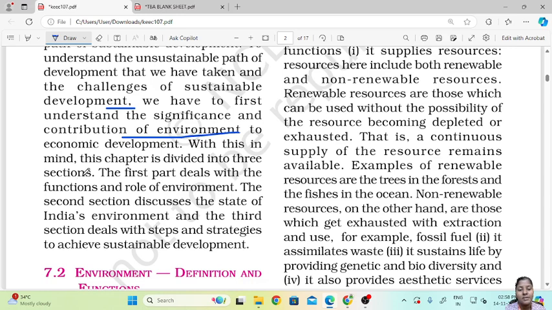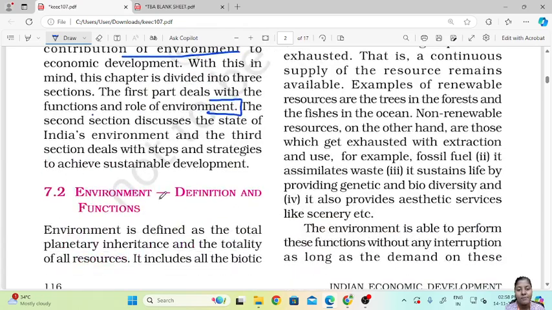With this in mind, this chapter is divided into three sections. The first deals with the function and the role of the environment that we will study today. The second section consists of the state of India's environment, and the third section deals with the steps and strategies to achieve sustainable development. So now the first thing is environment definition and functions.